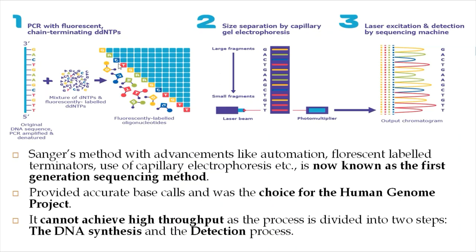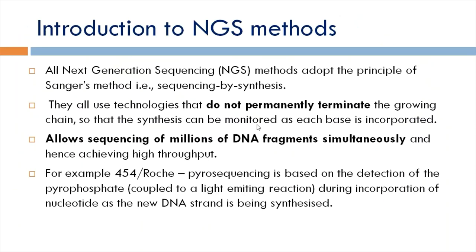While doing a Sanger sequencing method, the chain is terminated. Instead of terminating, if you allow the chain to grow, and when a new nucleotide is added it emits a signal and keeps on going without terminating, then it becomes the next generation sequencing method, and that becomes high throughput as well, because you don't need to bother about too many chain terminated fragments. One fragment, its synthesis, its corresponding sequence would be obtained as signals. That is how NGS technologies differ from the first generation sequencing methodology.